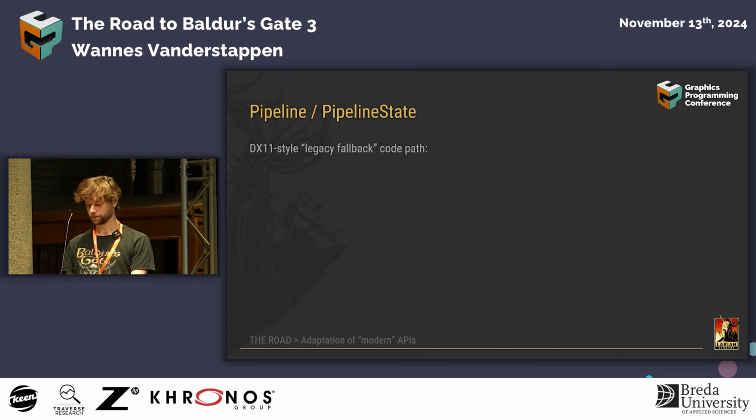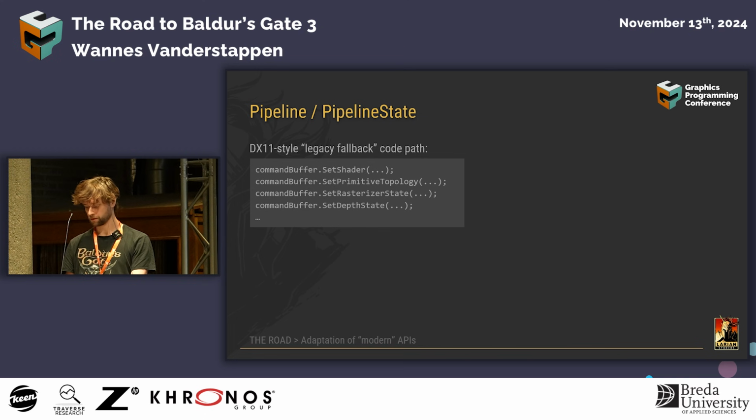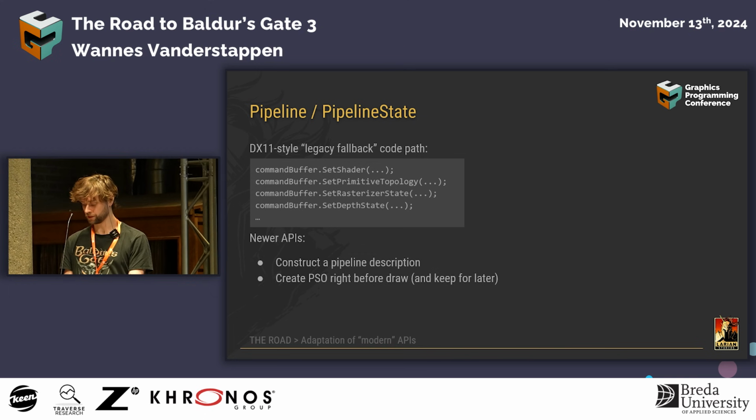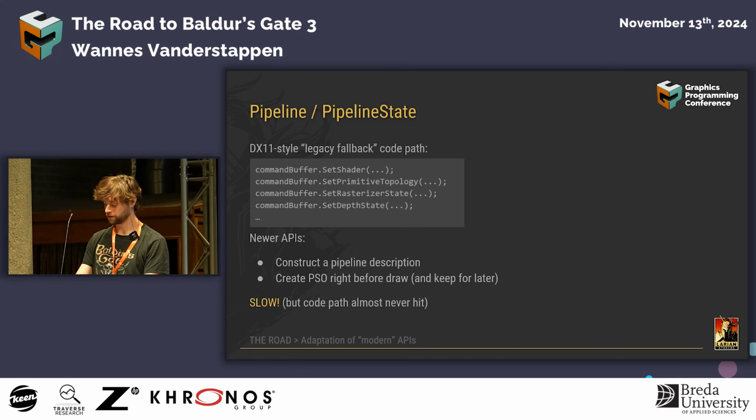We also had a DirectX 11 legacy fallback code path, which is, well, this. So set shader, set primitive topology, set rasterizer state, and so on. So what did this mean for the newer APIs? Well, we need to construct a pipeline description from this, and then we create the PSO right before drawing, and keep it for later, obviously, because creating PSOs, well, compiling them at runtime is super slow. But this code path was almost never hit. This was only in very, very rare cases where some edge case somewhere in gameplay needed to change some state.